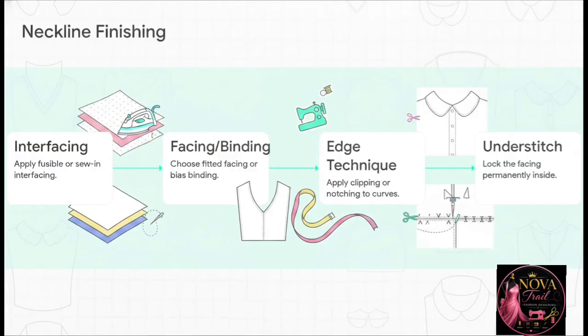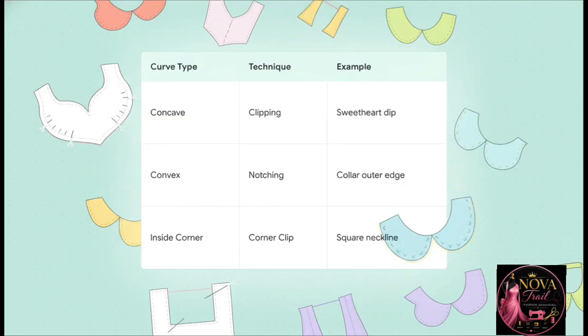Let's break down the strict 4-step sequence to get that couture level edge. 1. Always apply interfacing to your facing piece so it holds its structure. 2. Choose your finish. You want a fitted facing for shapes like squares and V-necks or bias binding for tight curves. 3. Apply your edge relief cuts. And 4. Understitch. That means sewing the facing directly to the seam allowance so it stays locked invisibly inside the garment.